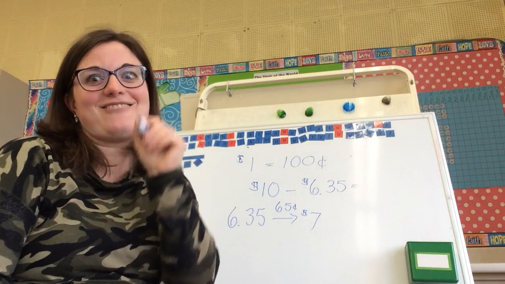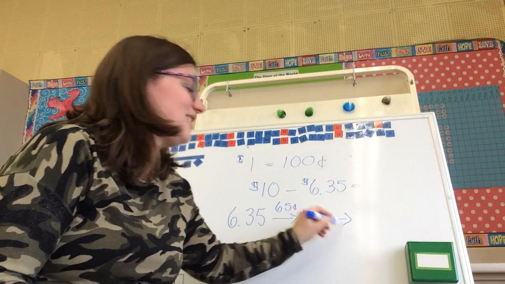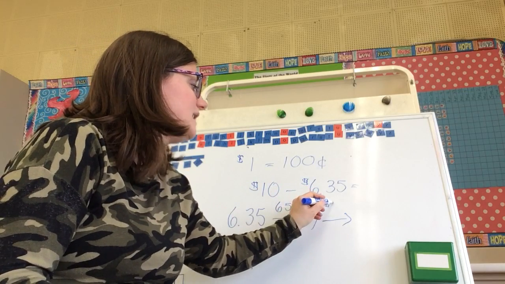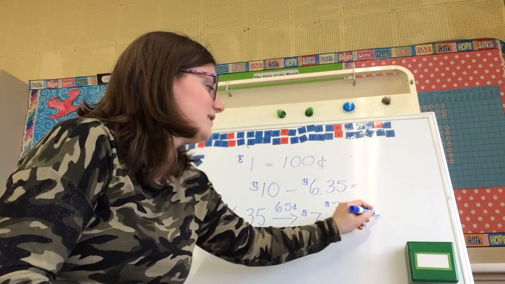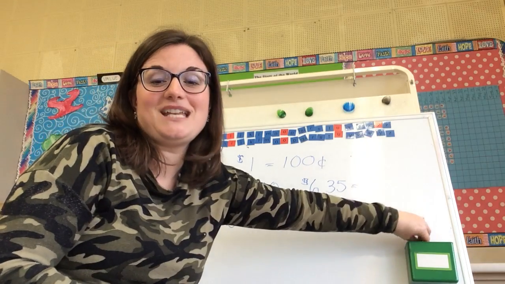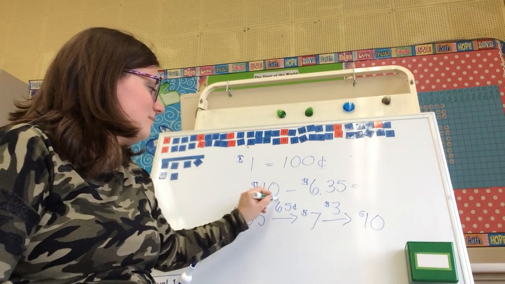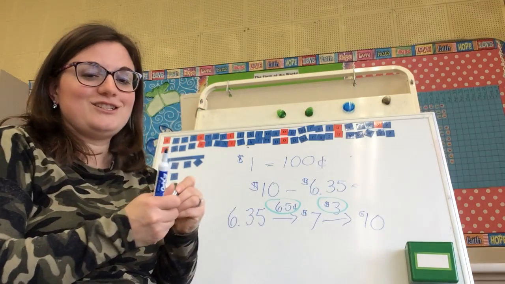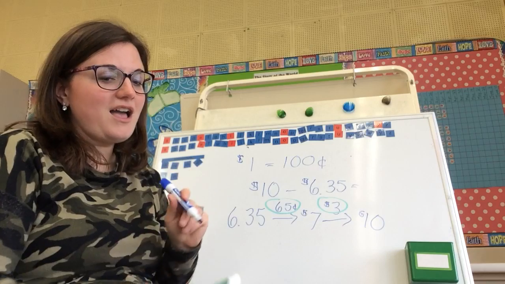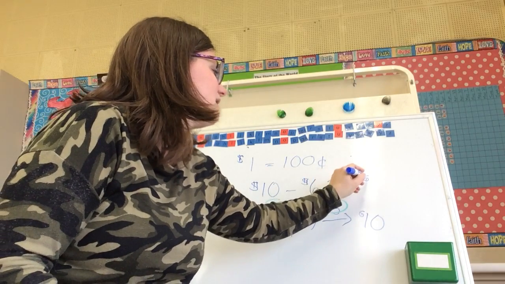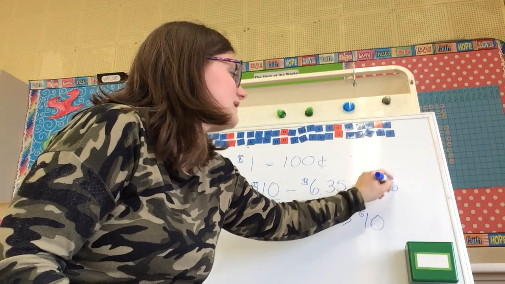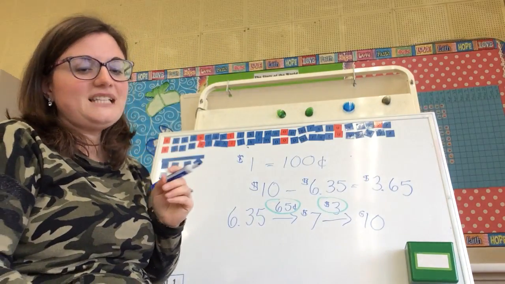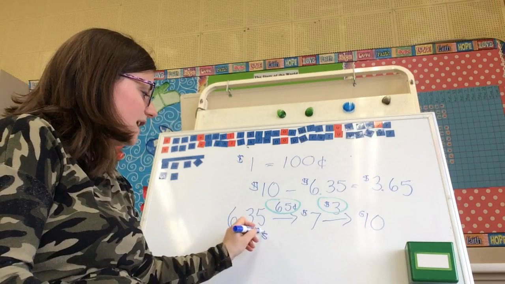Now I can easily count to 10. So to go to $10, I go 8, 9, 10. So that's $3 gets me to 10. So what were all the money that I'm going to get back? My 65 cents and my $3. So I will get back $3.65.